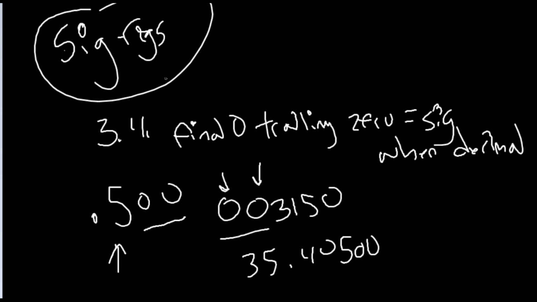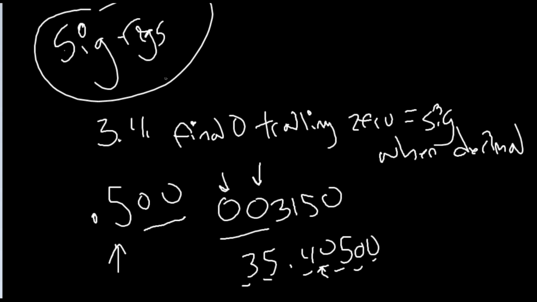35.40500. How many significant figures does this have? Well, there are 1, 2, 3, 4, 5, 6, 7. There are 4 non-zero digits. There's one digit that is between 2 significant digits, and there are 2 trailing zeros that are in the decimal section.